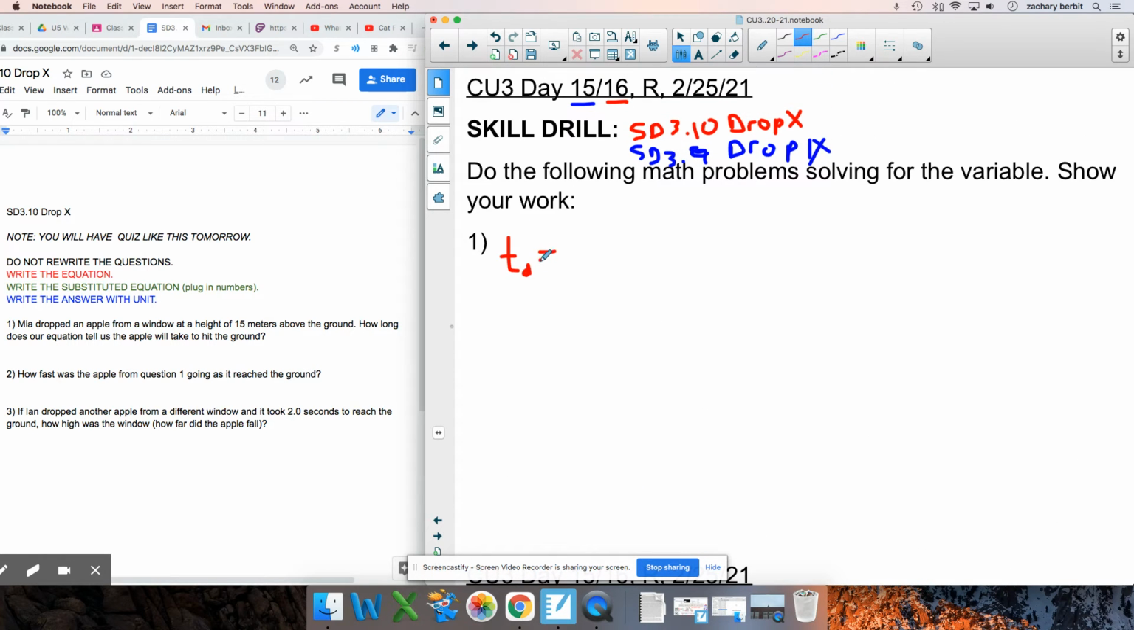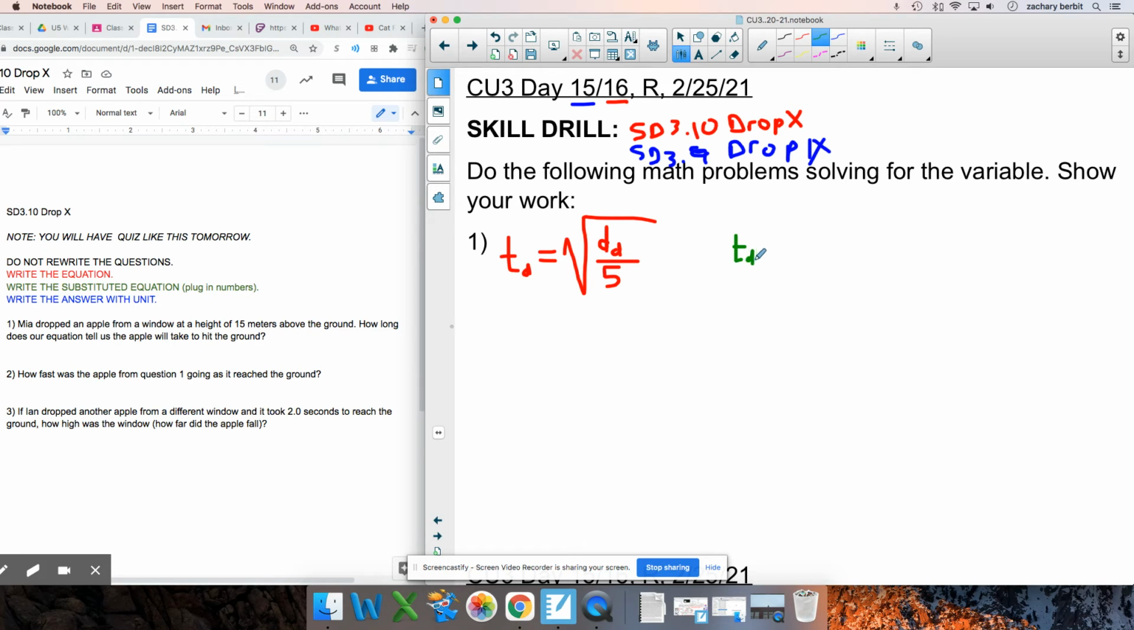So step 1 is write the equation. Time to drop, you're going to do this on the quiz too. Full square root, none of this little half square root nonsense. Distance to drop over 5. Everything has to be under the square root. I've been seeing some people doing this nonsense. No good. That's garbage. Don't do that. Okay, that's step 1. Step 2, substitute.